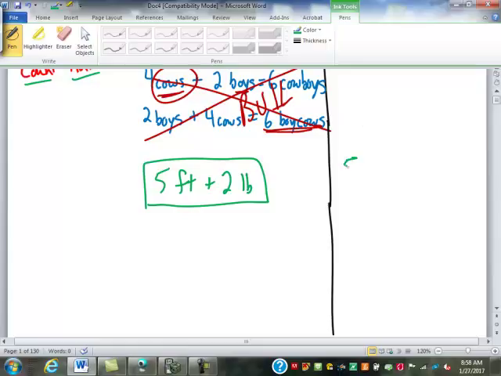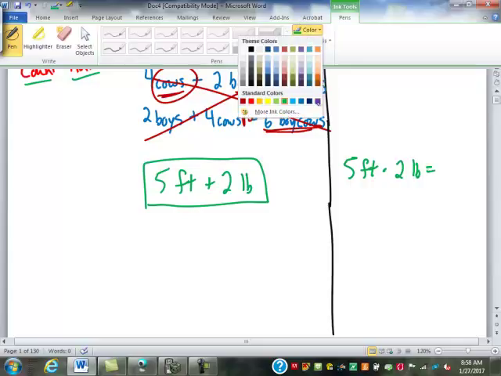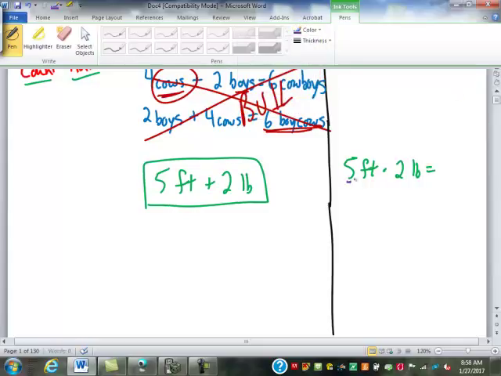But for multiplication, if I did 5 feet times 2 pounds, because I am just going to combine the counts, so 5 and 2, 5 times 2 is 10. And then I'm going to also combine the names, feet times pounds is foot-pounds. So when I multiply or divide, I do not have to have the same name.